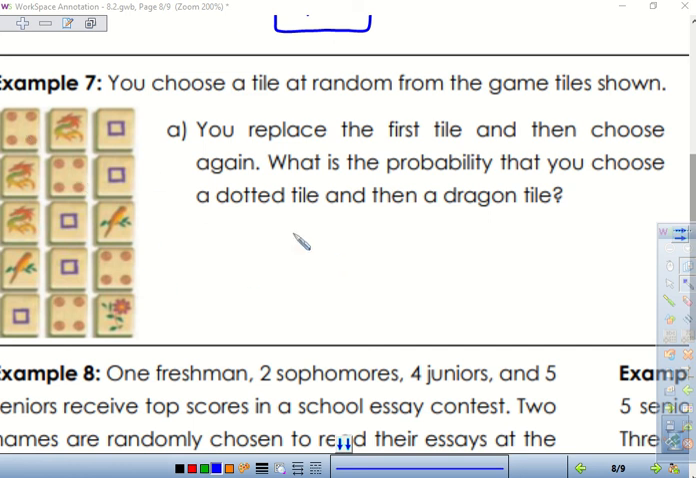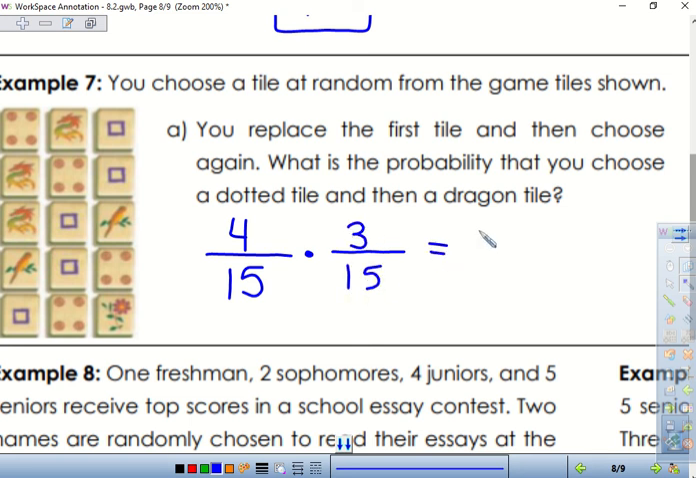How many dotted tiles are there? 4 out of 15. Okay, you choose the dotted, and then you replace it, and then you try to choose what? Good. How many dragons are there? I think those are supposed to be birds. Those other ones. Yeah, it's 3 out of 15. So that reduces to 4 out of 75.